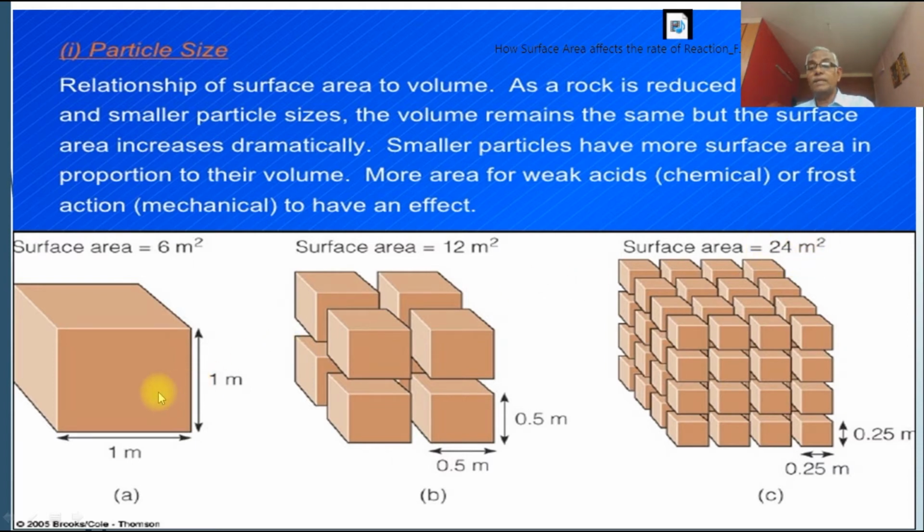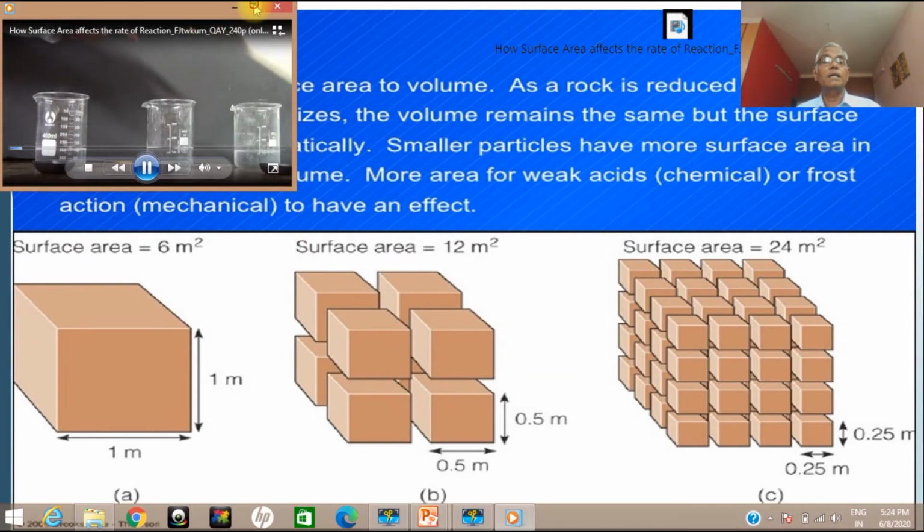The volume that has been kept is 1 meter into 1 meter into 1 meter. So the volume is 1 meter cube. But because the size has been reduced, the surface area has increased. This will be better understood with the help of this small video.